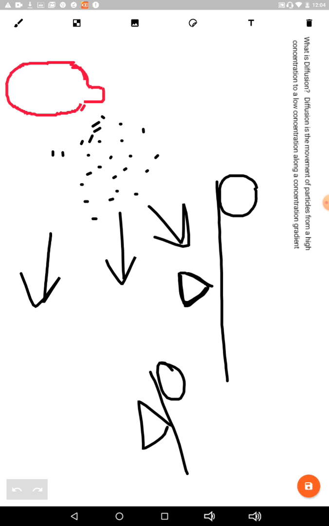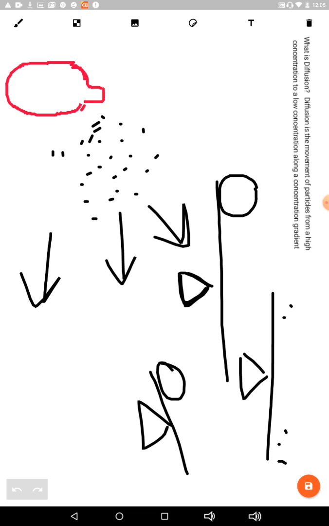When they do this, after a while, you'll find that the particles are evenly spread out. So now there will not be any concentration gradient that is that significant. It will be an even distribution of the particles, right? So it would look something like this. Okay, so after that has happened, we can say that diffusion has now taken place.